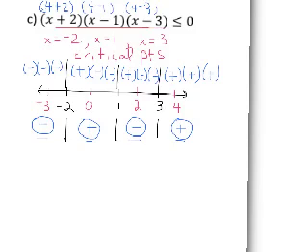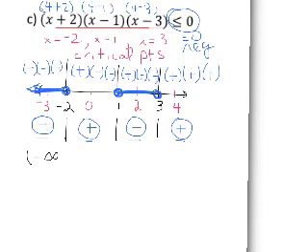Okay, so now it's time to figure out which intervals make the solution true. So we want all the places where it's less than or equal to 0. That means it can equal 0, or we want values that are negative. So if we look here, negative 2, 1 and 3 will equal 0, and then the region to the left of -2 is negative, and the region between 1 and 3 is negative. So if we write this in interval notation, it's going to be negative infinity to -2, bracket, union, bracket, 1 to 3, bracket.